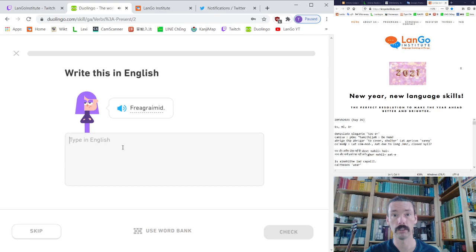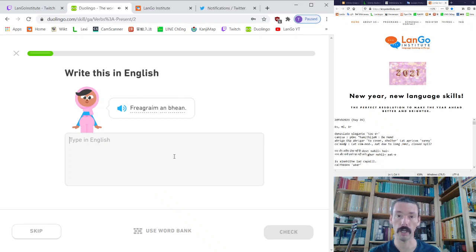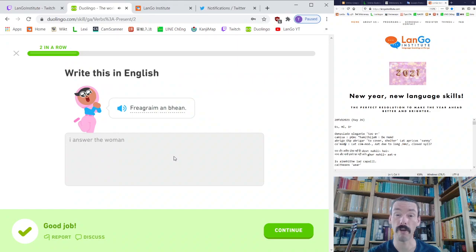Carrying on. Freagrimid. This is Irish. It's the traditional language of Ireland, which is now threatened with extinction. Fewer and fewer Irish speakers each generation, unfortunately. Freagrimid. Answer. It looks like the German for question, but it means the opposite. Freagrim an bhean. I answer the woman. An bhean means the woman. And this is a feminine noun.